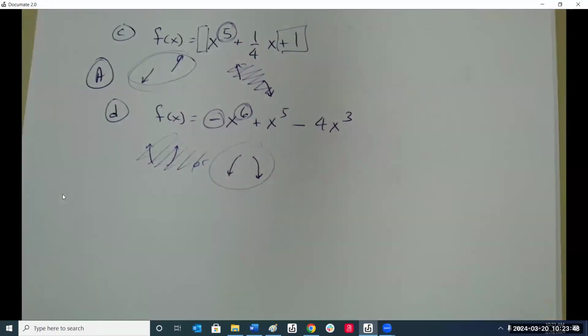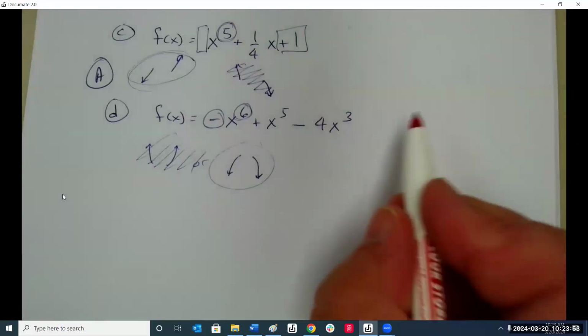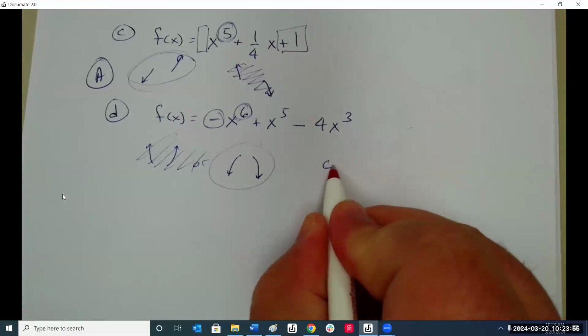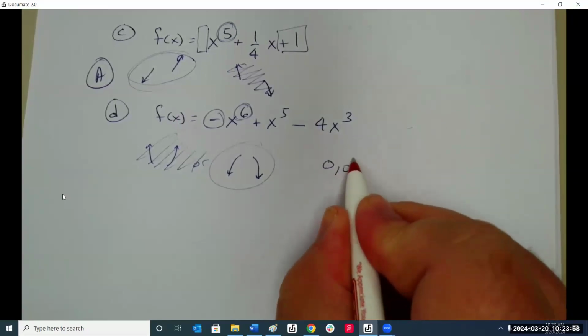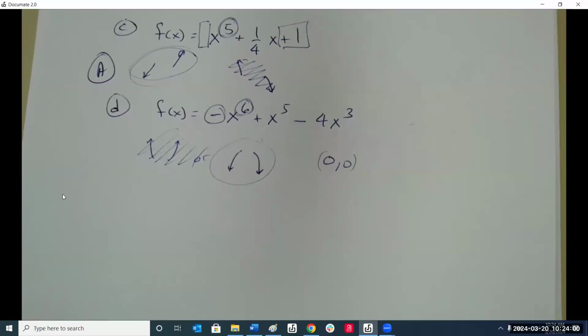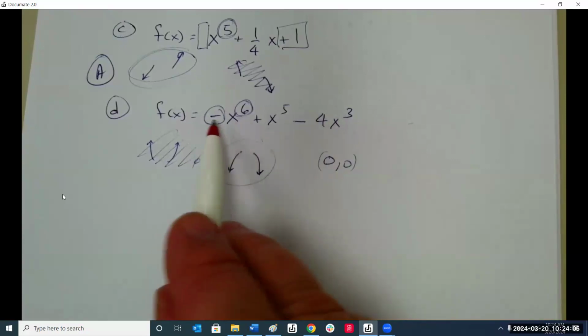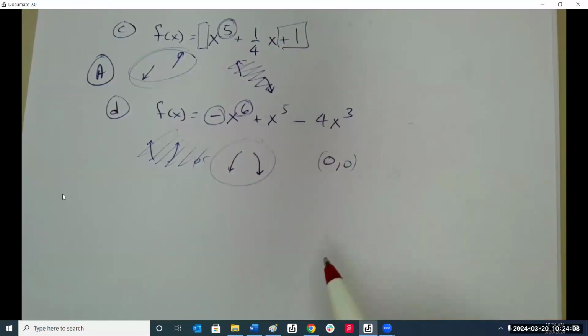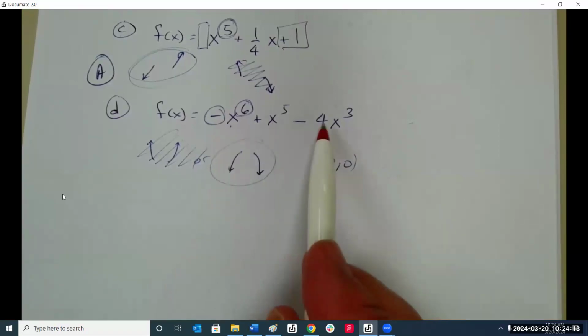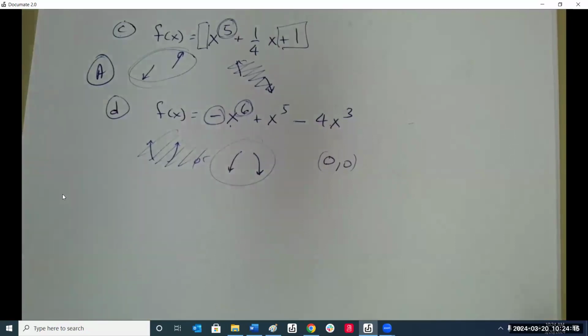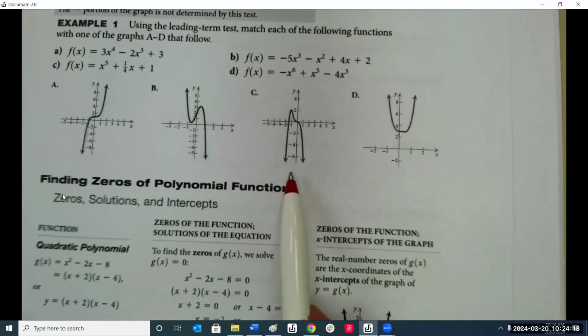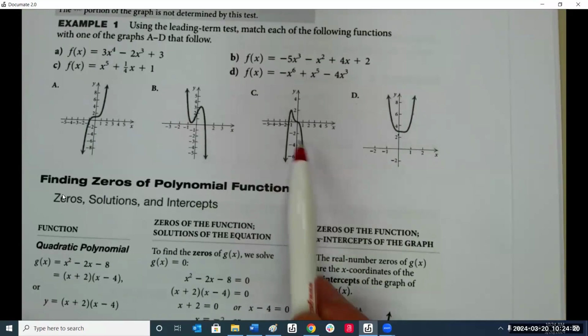What's my y-intercept? Is there a constant? So it crosses at 0. In other words, it crosses at the origin. Since there's no constant term, the y-intercept is 0. How do you find the y-intercept? Set x equals 0. So this one has to be, both ends point down, has to cross through the origin, so it has to be C.